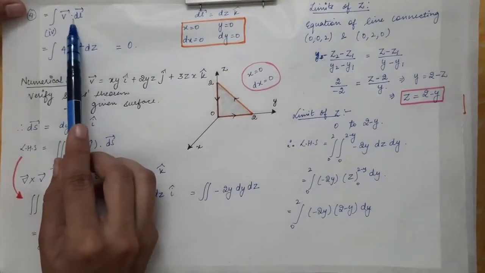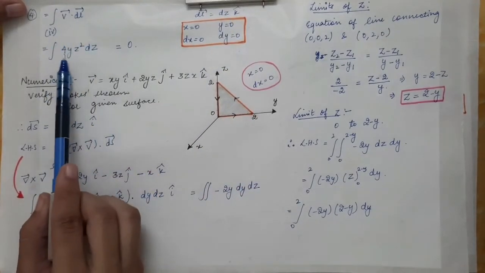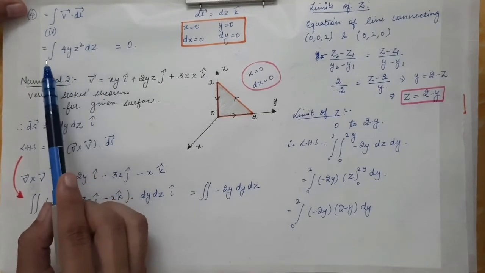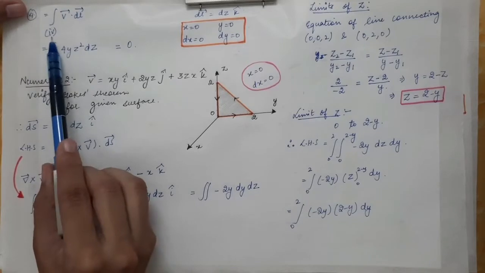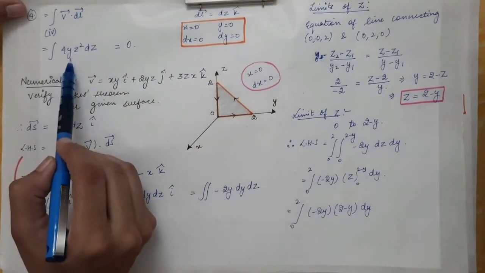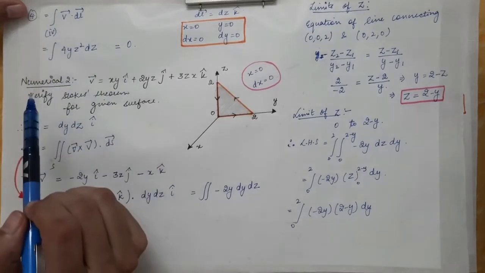So v vector dot product with dl vector, you will get 4yz square into dz and its integration over the z variable. Now for the fourth path, y is always 0. So when you put y is equal to 0 over here, this integral will be equal to 0.